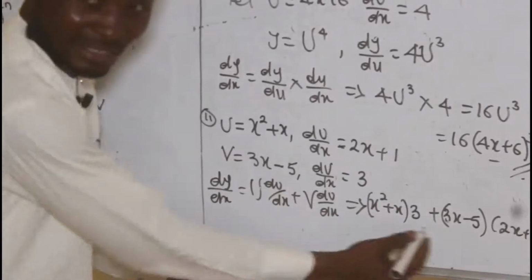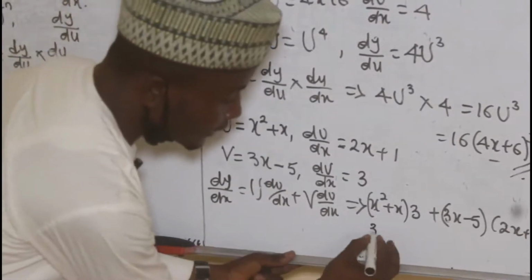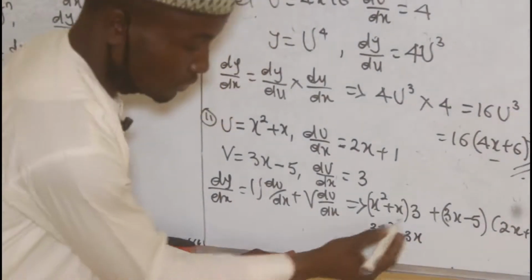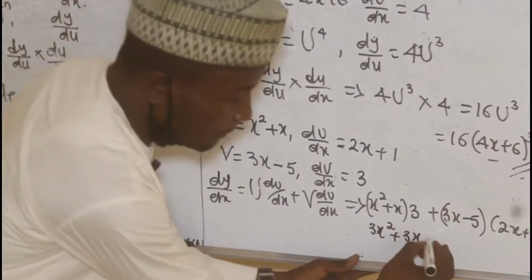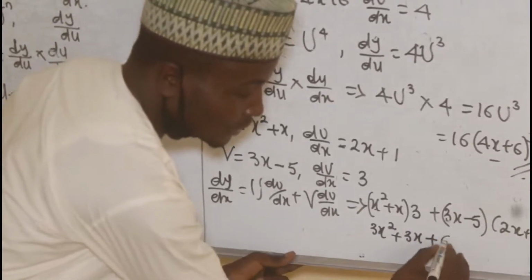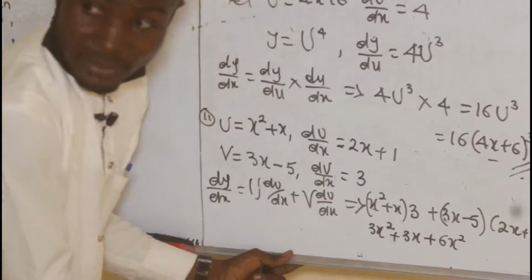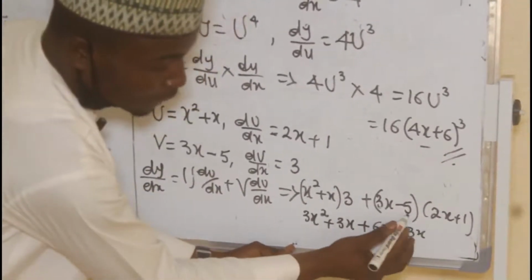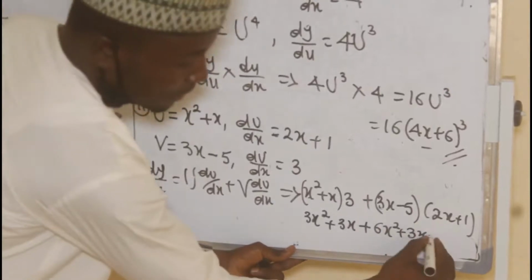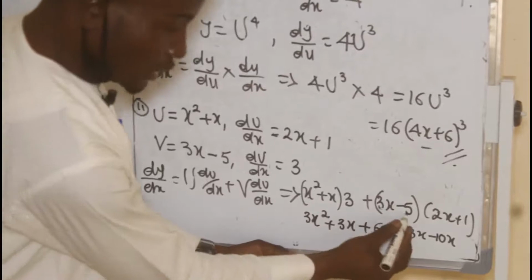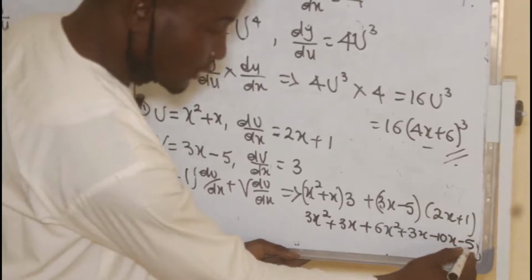Just expand this. You can expand this bracket, right? x squared times 3, 3x squared plus 3x. I hope you understand this. Then plus, let's expand this. What are you going to have? 3x times 2x, 6x squared, right? 3x times 1, 3x. Minus 5 times 2x, minus 10x. Are we together? Then minus 5 times 1 is minus 5.